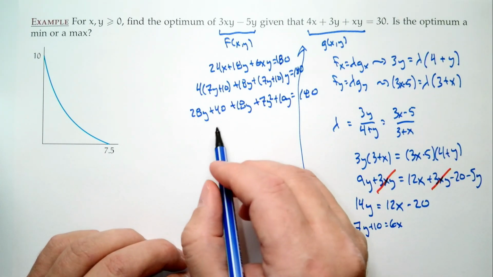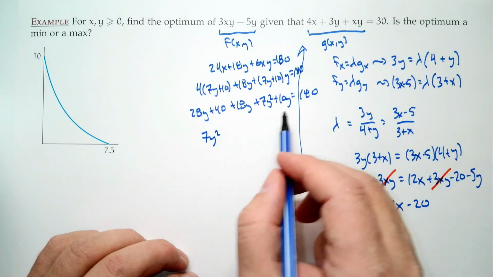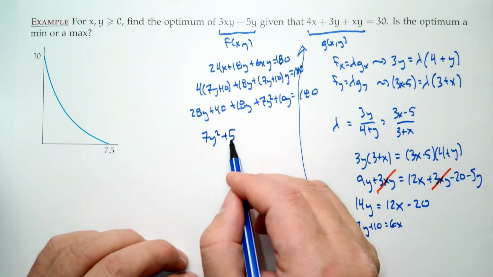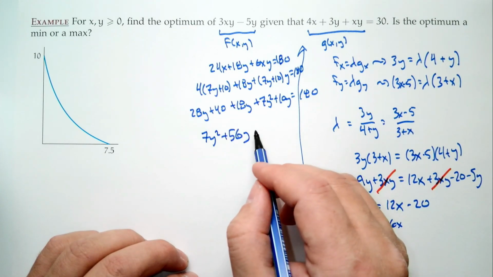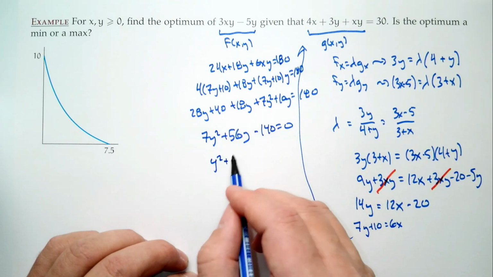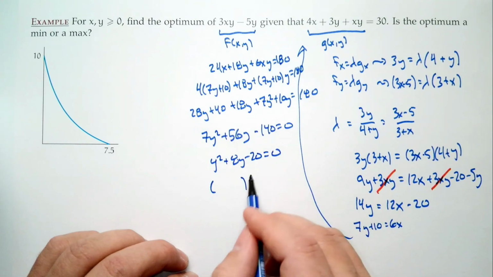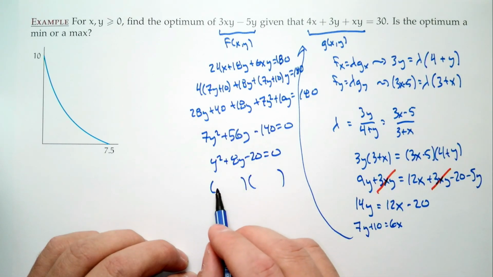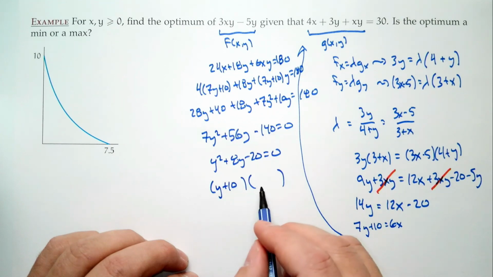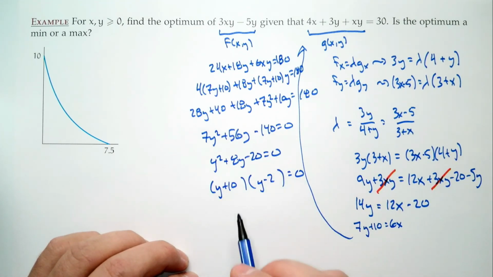And now I'm wondering if I should have started this example. Well, you often wonder those things when you start. So 7y squared plus 56y minus 140 equals 0. Divide everything by 7: y squared plus 8y minus 20 equals 0. And you say, does that factor? Then you say, come on, this is calculus. Everything factors. It factors as y plus 10 times y minus 2. So you get y equals negative 10 or y equals 2.